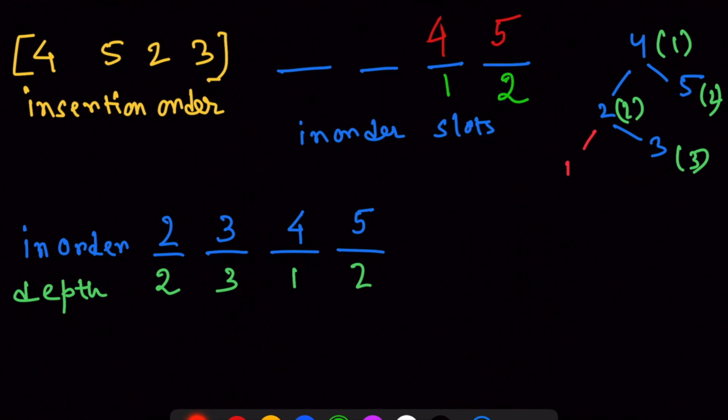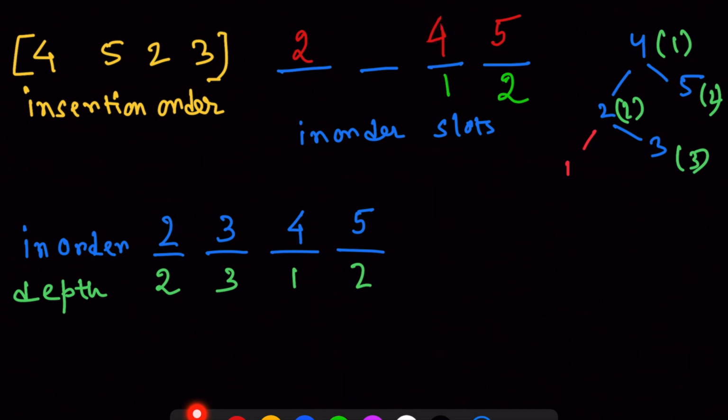Next we are inserting 2. So where will 2 come? 2 will come at the left side of 4, right? Because 2 is less than 4, so 2 will come here. Forget that there is a slot here. Let's say at present we are inserting 2 at the left side of 4.